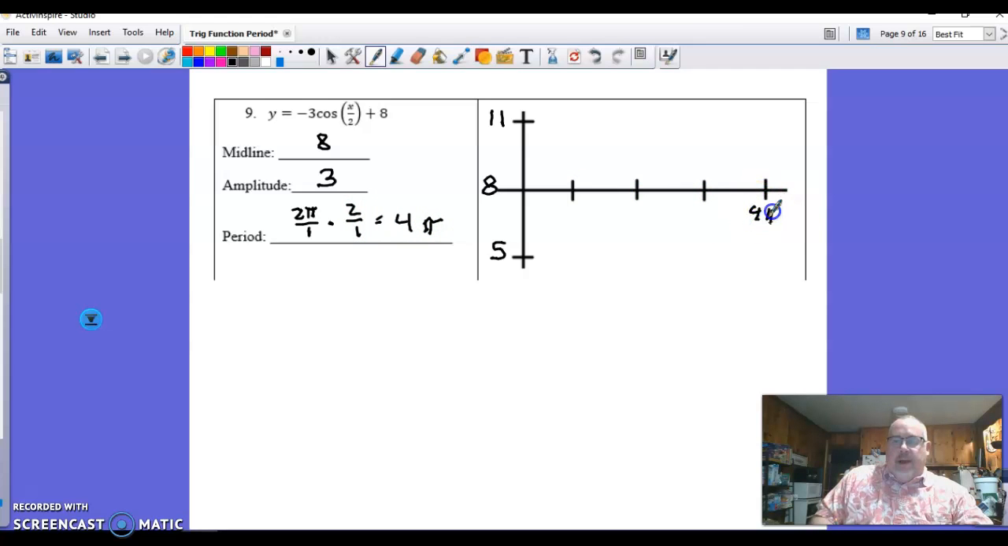So 4 pi, half of that, we did this before with 4, that's pi, so that must be 3 pi. But now it's a negative, so pay attention to that sign. Negative cosine, it'll start at the minimum. Go to the midline at 8, to the maximum of 11, back to the midline at 8, back to the minimum of 5. And your cosine curve.